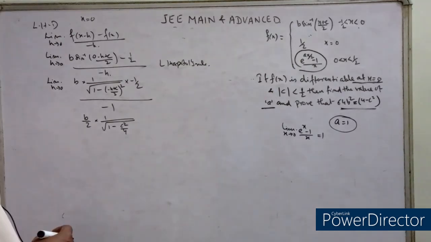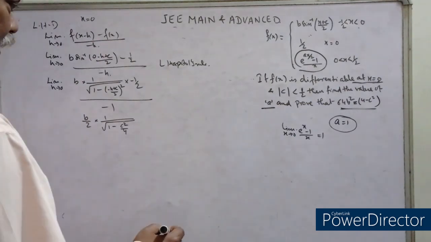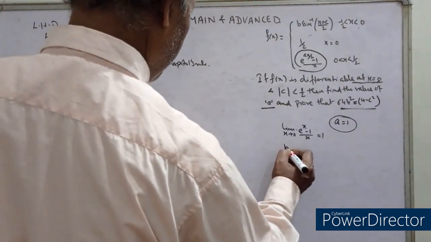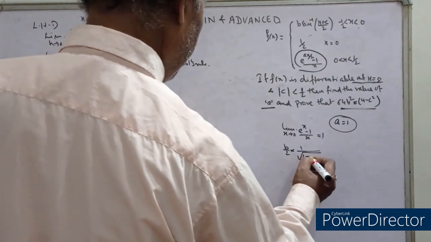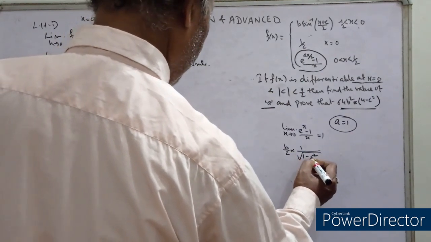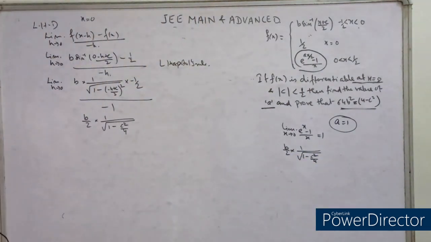So this is your left hand derivative. Let me write here the value of the left hand derivative: it is b by 2 into 1 by root over 1 minus c square by 4. This is your left hand derivative.